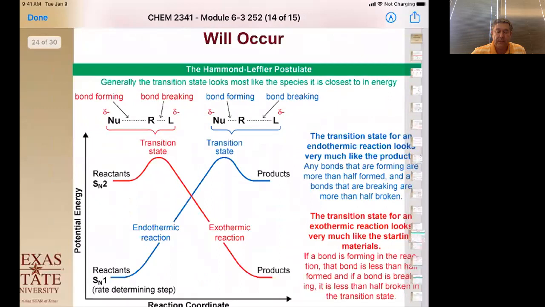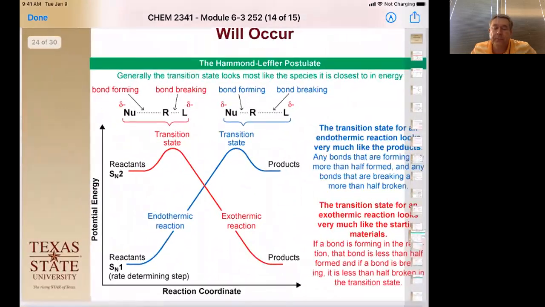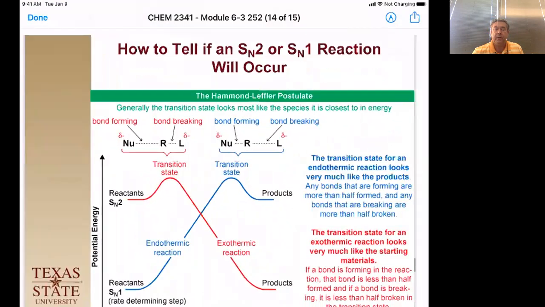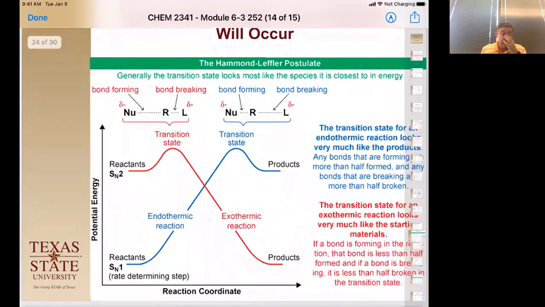all right. So how can you tell which one's going to occur? Okay, SN1 or SN2. And that goes to what does the transition state look like? In the case of an SN2 reaction, the transition state looks more like the starting materials. Okay, and it's going to give off a fairly exothermic reaction to get to our product. We have that single hump to get to an exothermic process.